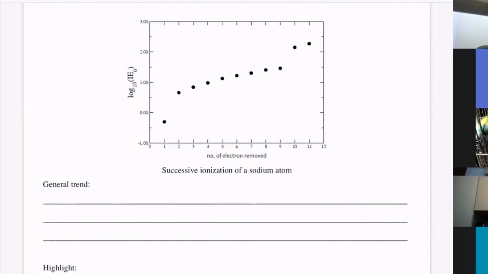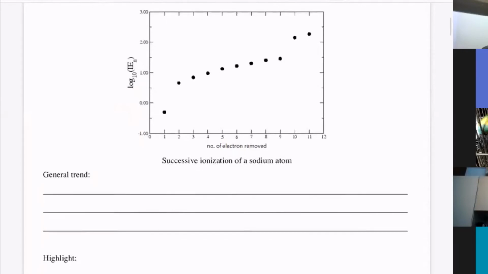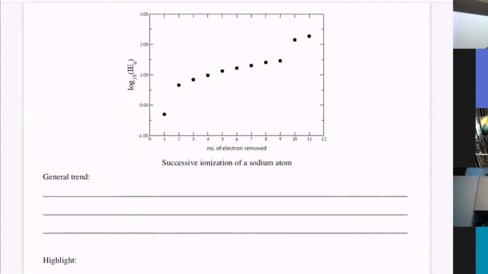Increase. Increase. Orbitals, ionization energies are closer, or the same sub shell, I mean. Okay, yep. So you've also mentioned something that we're going to discuss in the highlight part. First, let's see the general trend. You can see the energy level increases. So what's the reason for that?